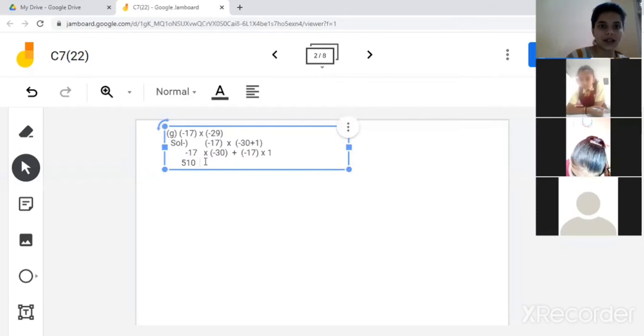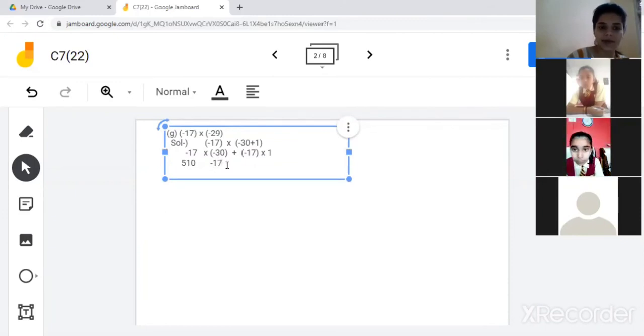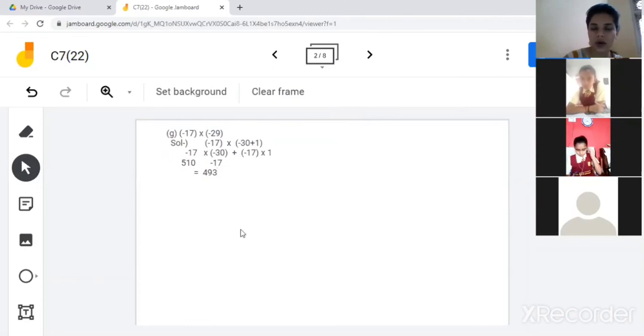Minus 17 times 1 is minus 17. Now what will be the answer, children? 493 will be your answer. So in this way you can solve.